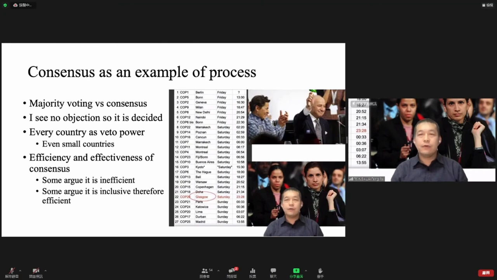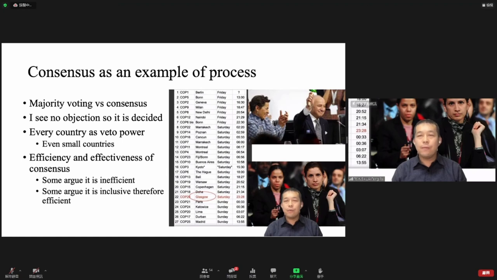And what is the difference between those two decision-making processes, voting and consensus? Consensus means every country can act as a veto power, which means without the agreement from all countries, you cannot make any decision, even small countries. So that gives countries the power to protect their interests. But of course, there's an argument that this is why the negotiation is not efficient, because there are so many red lines and every country wants to protect their interests. So someone argued that is why the consensus is not efficient.